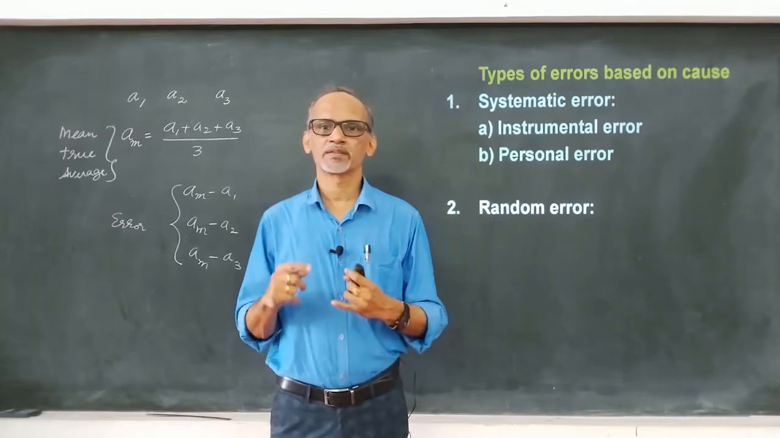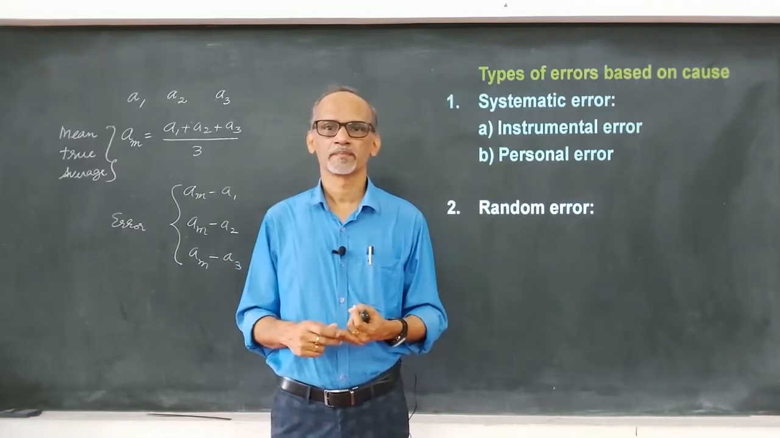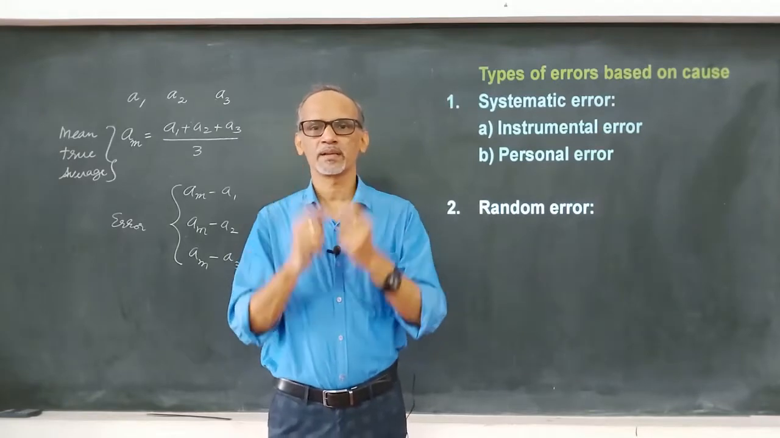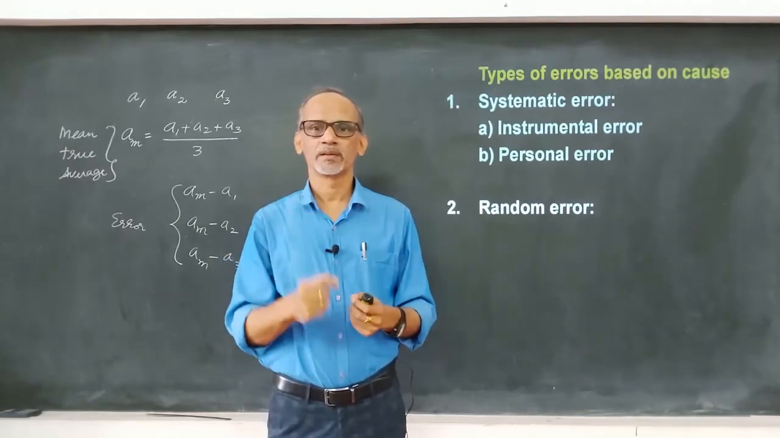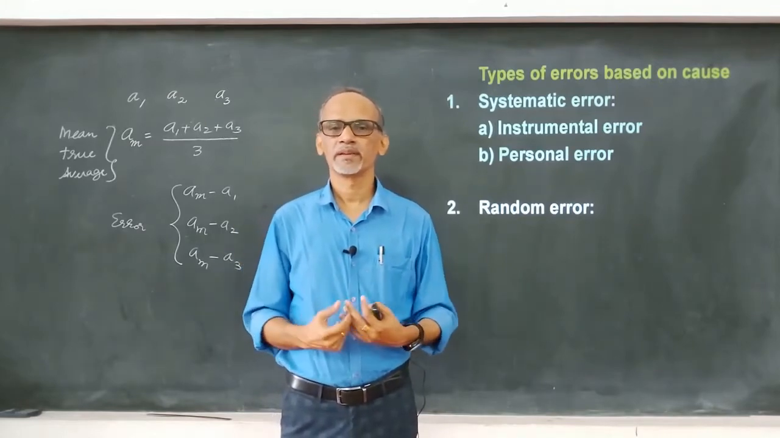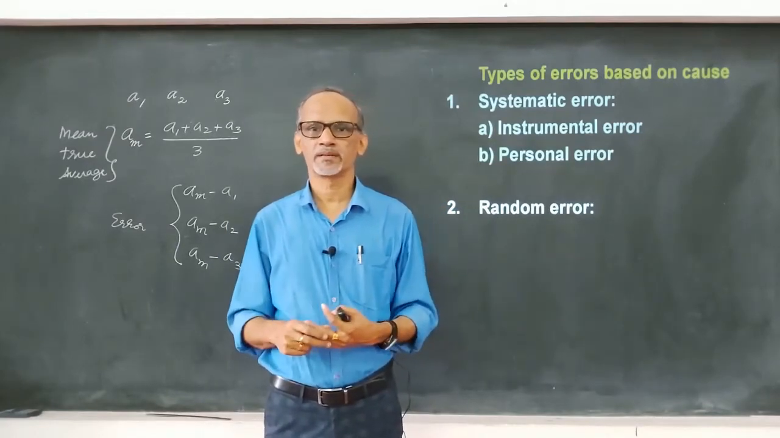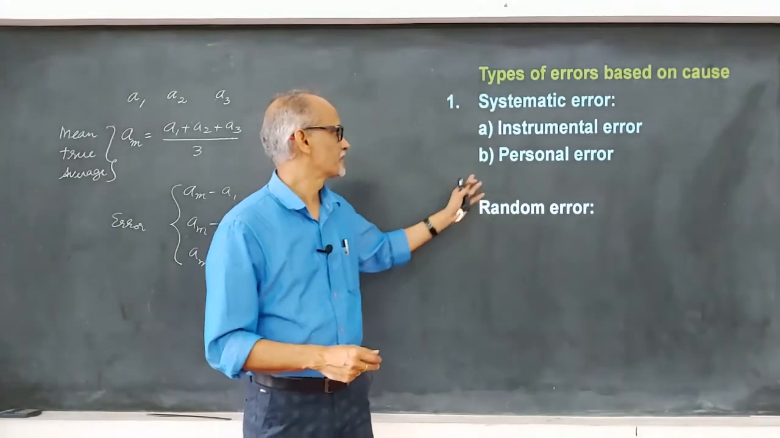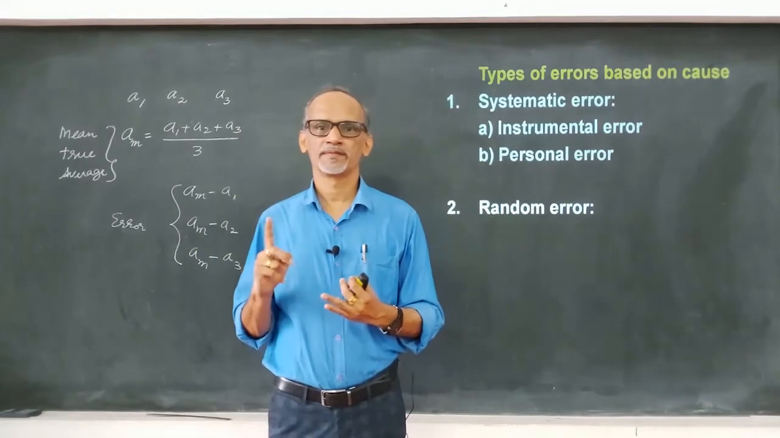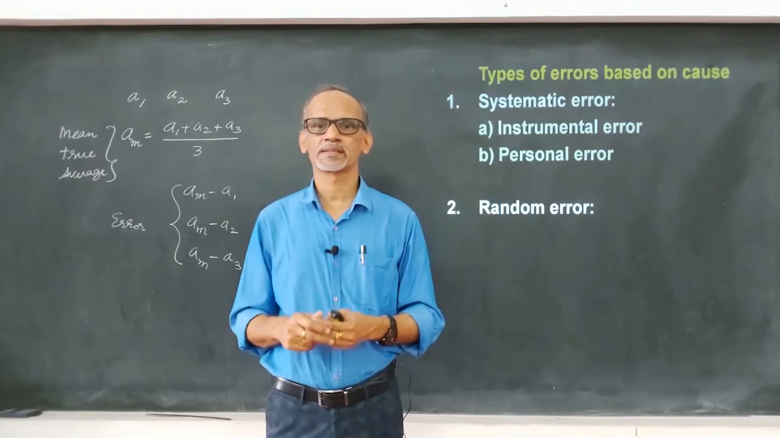And this error arises because of the lack of attentiveness or maybe because of bad sight. If a person has bad sight and, without using any spectacles, tries to take the readings on a thermometer, he may not be able to read the correct temperature. So, that is the personal error. Personal error arises because of the lack of attentiveness, because of bad sight. So, these are the two types of systematic error.